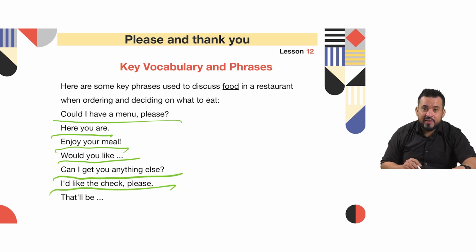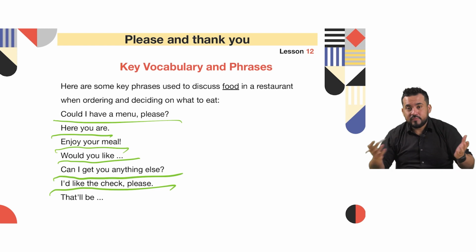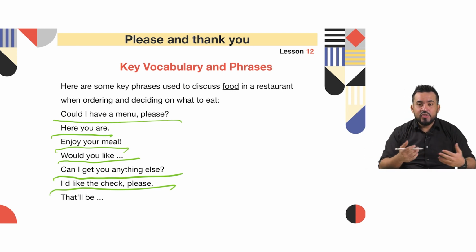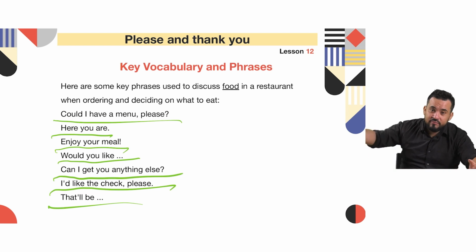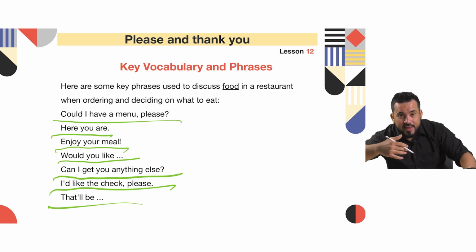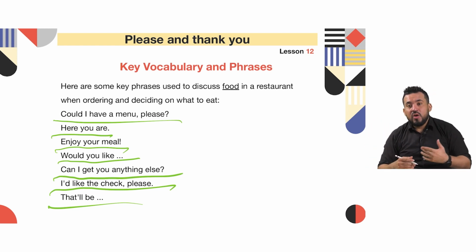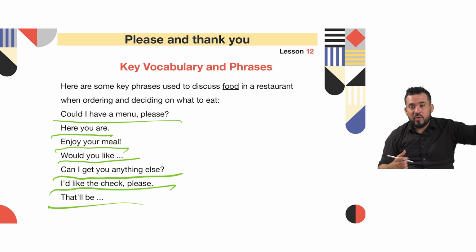I'd like the check, please. When you are done eating, this is how you request the bill. You say, I'd like the check, please, so you can pay. That'll be, this is said by the cashier. If you are at a cafe and you order takeouts, or at Starbucks and you order coffee, the cashier will say, that'll be, and then they will name the price. Like, for example, that will be $12.50, or that will be $8.99.